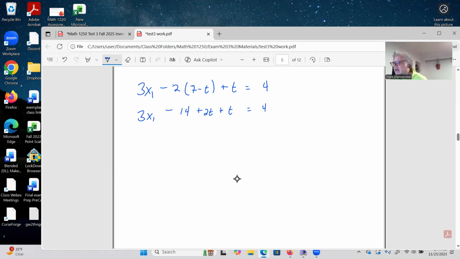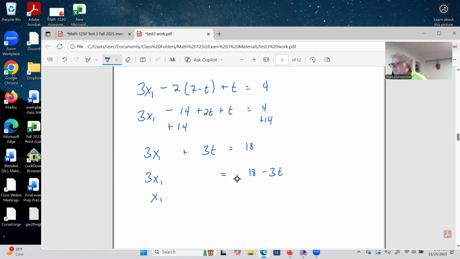So we're going to add 14 to both sides. Okay, and this is 3x1 plus 2t plus 1t is 3t, is equal to 14 plus 4, which gives me 18. All right. At this point, I'm looking at this and saying we can divide everybody by 3. Okay, it doesn't really matter how we do this. We'll say 3x1 is equal to 18 minus 3t.